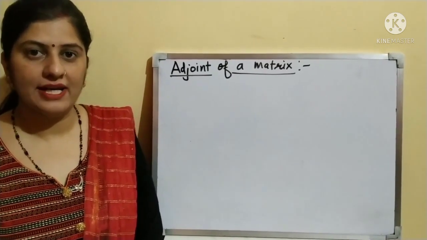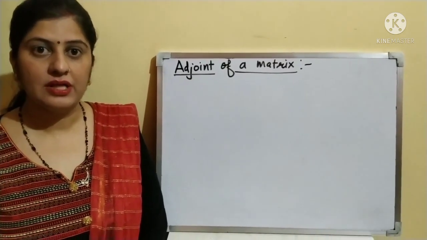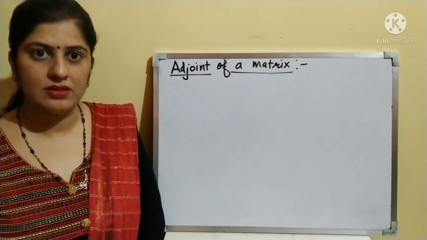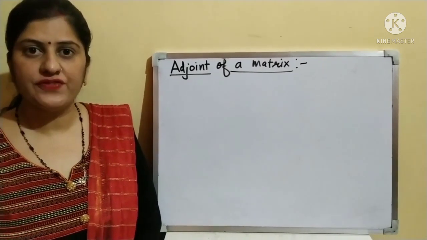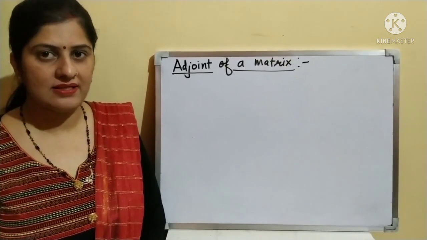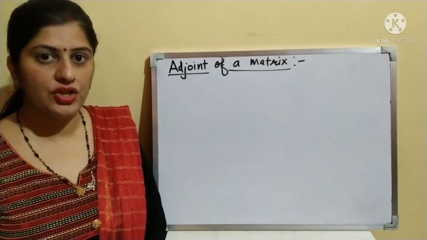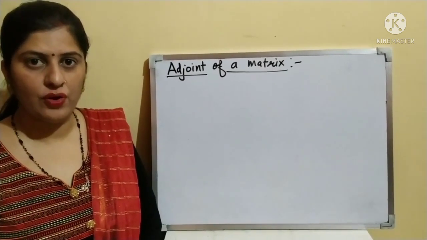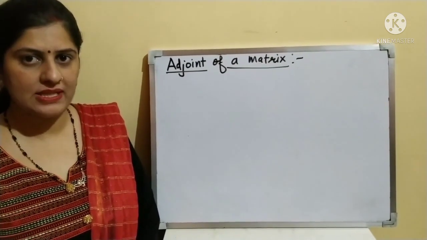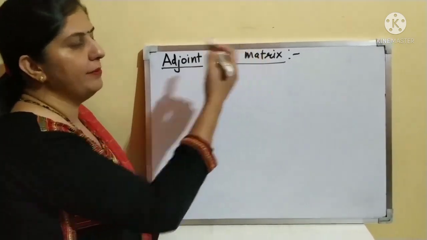We have already learnt about definition of determinant, properties of determinant, minors and cofactors. Today we will discuss new topic of chapter 4 of NCERT, which is adjoint of a matrix.